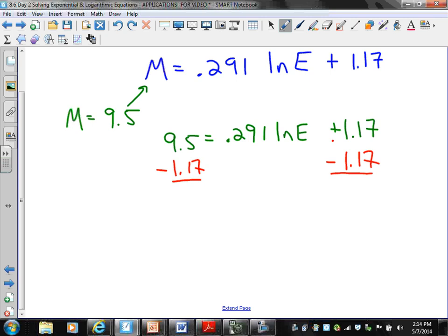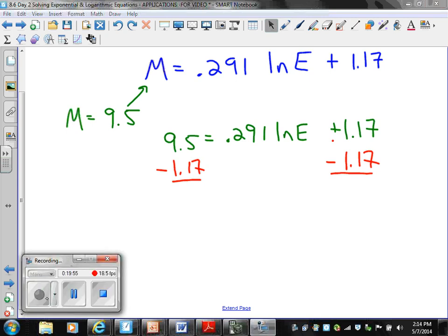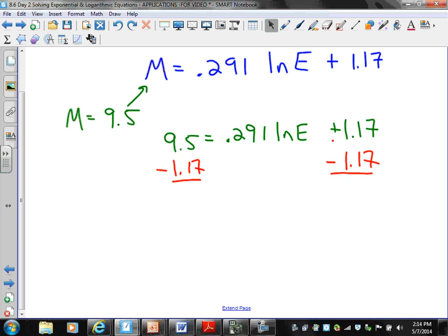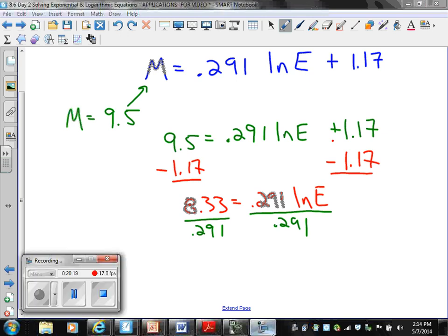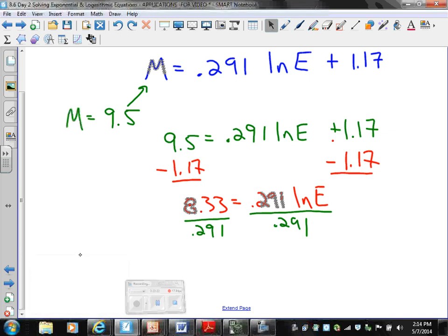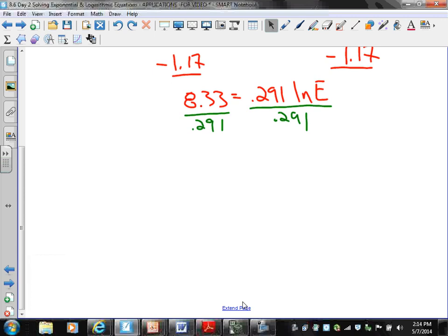8.33 equals 0.291 times the natural log of E. And again, just keep on unwrapping. Well, I'm going to unwrap this multiplying by 0.291. So I'm going to go ahead and divide both sides by 0.291. Okay, I do that, and I get 28 and change. I get about 28.625 equals the natural log of E.